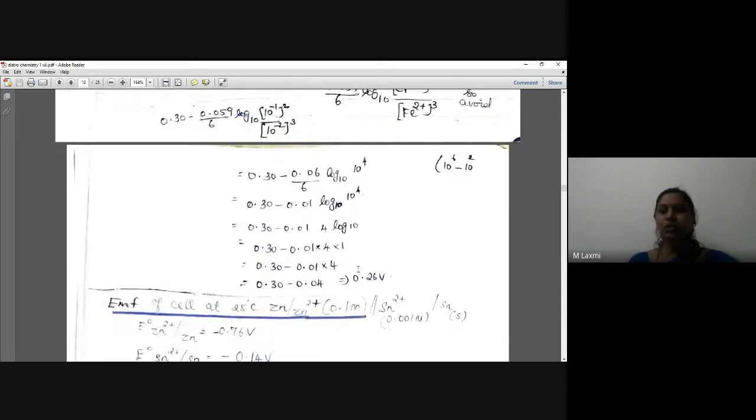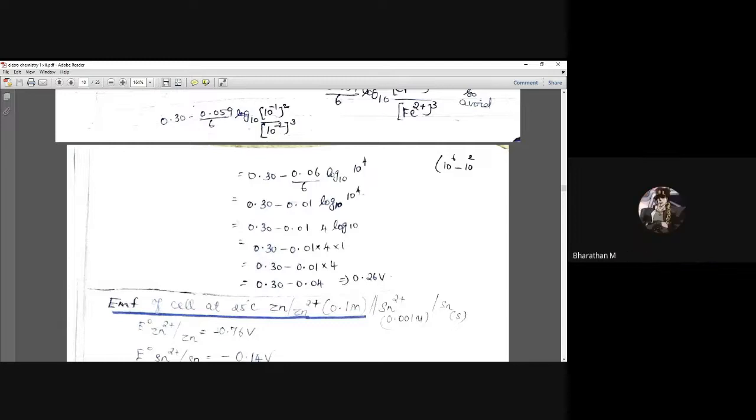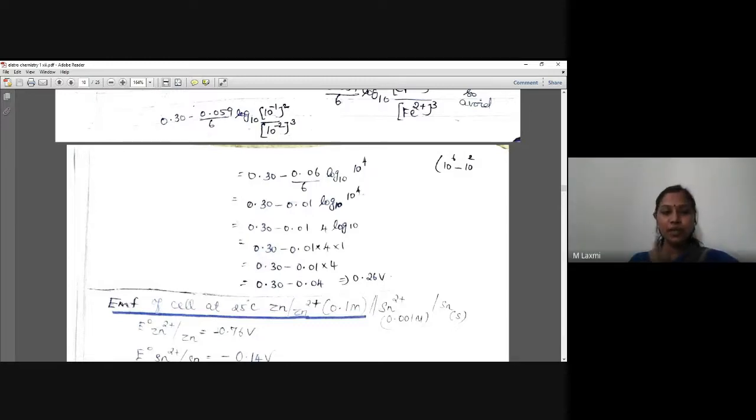The answer should be expressed in volts. Is this numerical clear to everyone, children? Yes, ma'am. So definitely you will be getting a chance to get the EMF of cell in part C, in the last part.